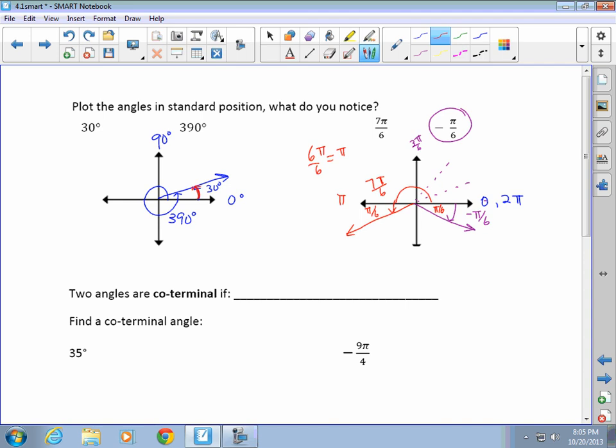So this one here, they share the same initial arm and they share the same coterminal arm. So if two angles have the same coterminal arm, means that they share the same terminal arms. Coterminal means that they share the same terminal arm. So two angles are coterminal if they share the same terminal arm.